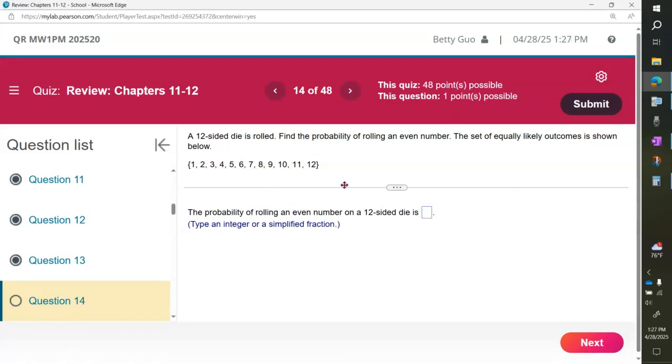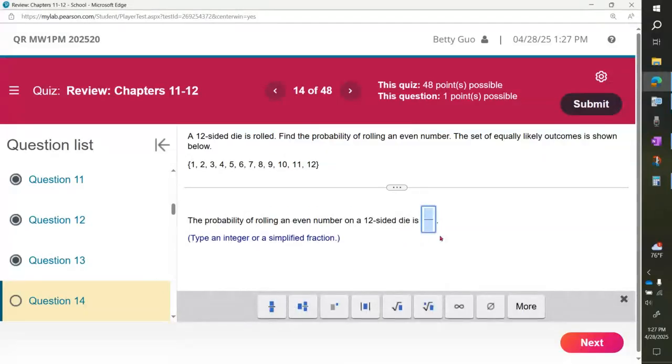I think we can get this problem. Even with a 6-sided die, it's still half. The chance of getting an even number is half, and the chance of getting an odd number is half, because the number of sides of the die is even. Among the 12 numbers, 2, 4, 6, 8, 10, 12, 6 numbers are even. So 6 is the numerator, 12 is the denominator. 6 over 12 is half, 1 over 2.